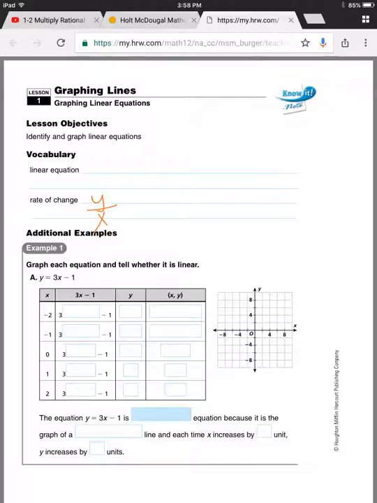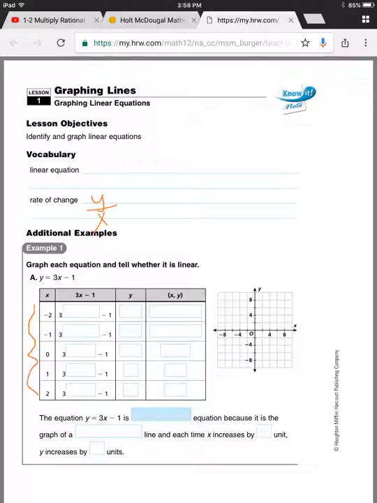So we're going to graph the equation and tell whether it is linear or not. So how we do that is your x is your independent variable. Because it's independent, you get to choose the values. And then you simplify the equation to find your y. Okay? In this equation, they're going to give you some x values to try. They're not going to give you too much freedom yet.